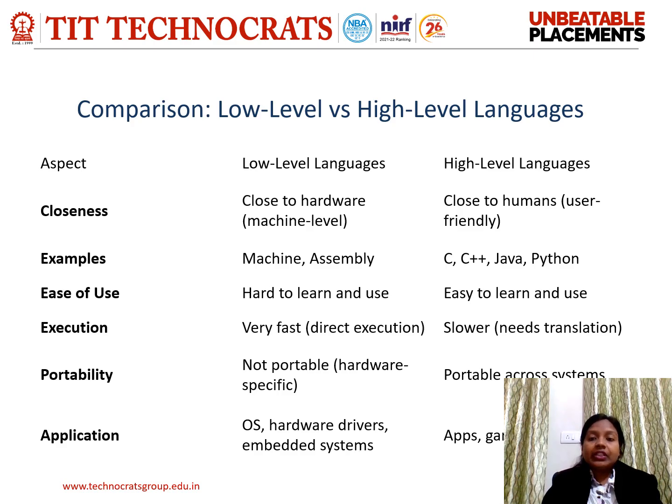The basic difference between low level language and high level language. Okay, closeness: close to hardware, and close to humans. Examples: machine and assembly, and here the examples are C, C++, Java, Python. It is hard to learn and use, and it is easy to learn and use. Very fast, direct execute, portable across system.